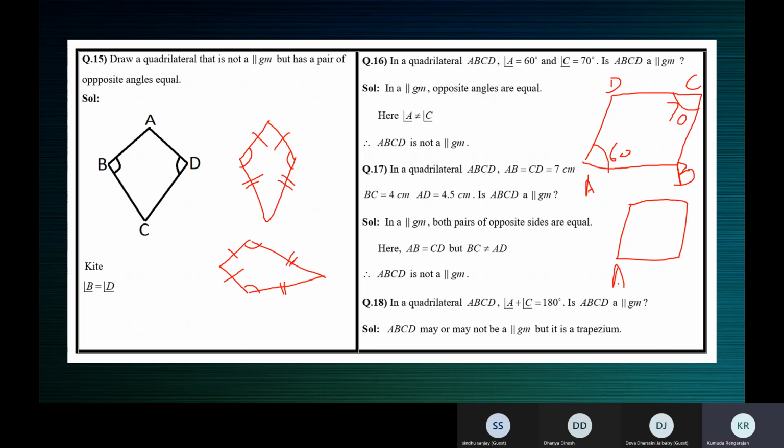You shouldn't mark ABCD like this: A, B, then C here and D here. That's incorrect. You must go in the clockwise or anti-clockwise direction. Don't lift your hand. See here: A, B, C, D. You must mark like this, in the anti-clockwise or clockwise direction. You shouldn't mark A, B, then go here, C, D, not like that.